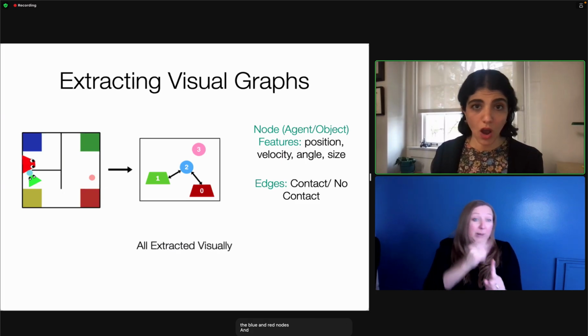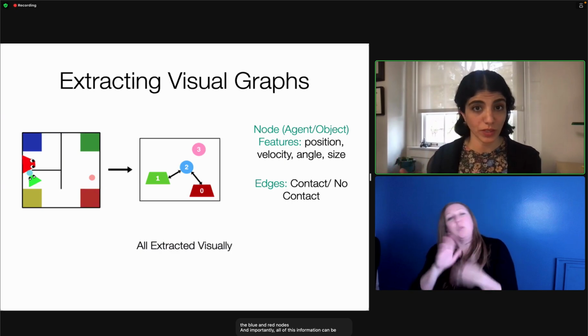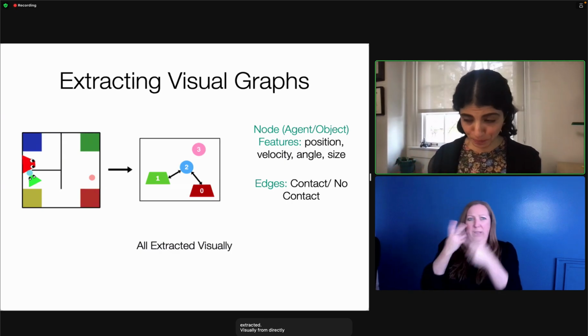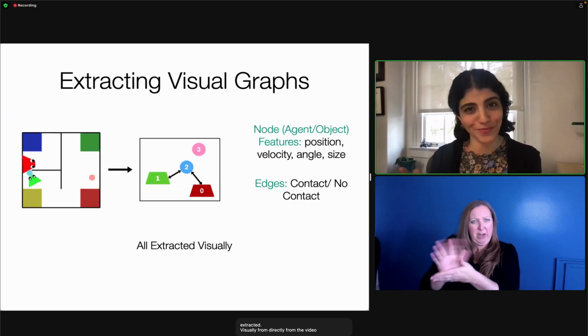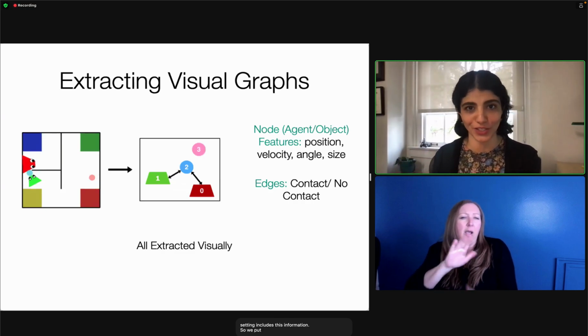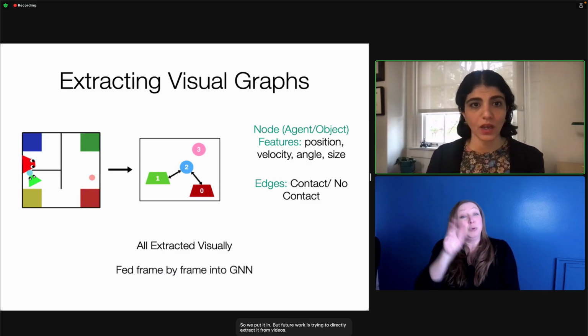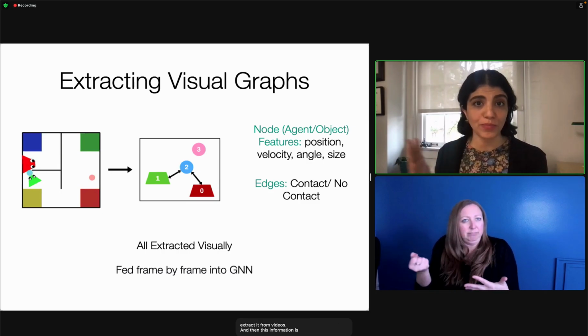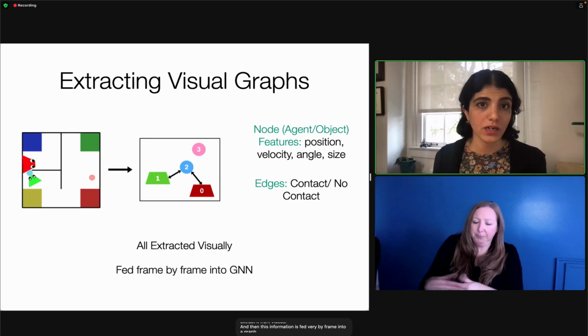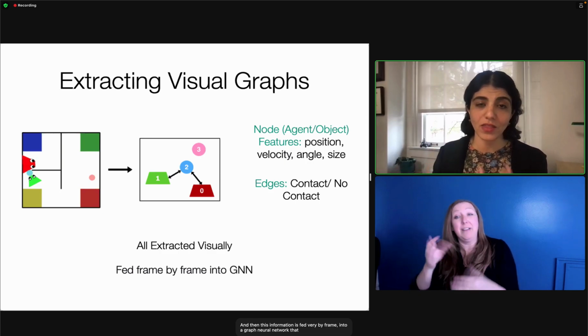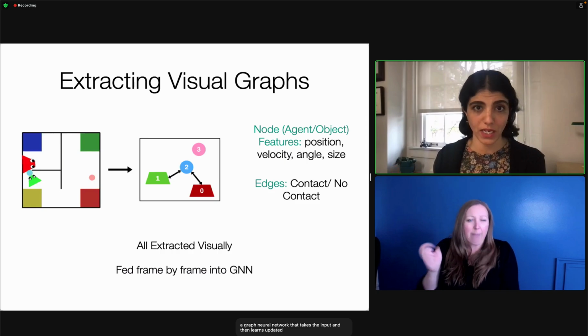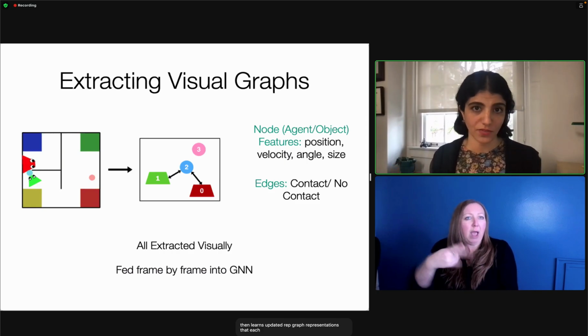And importantly, all of this information can be extracted visually directly from the videos. The data set includes this information, so we put it in, but future work is trying to directly extract it from videos. And then this information is fed frame by frame into a graph neural network that takes the input and then learns updated graph representations at each time step and makes a final prediction.